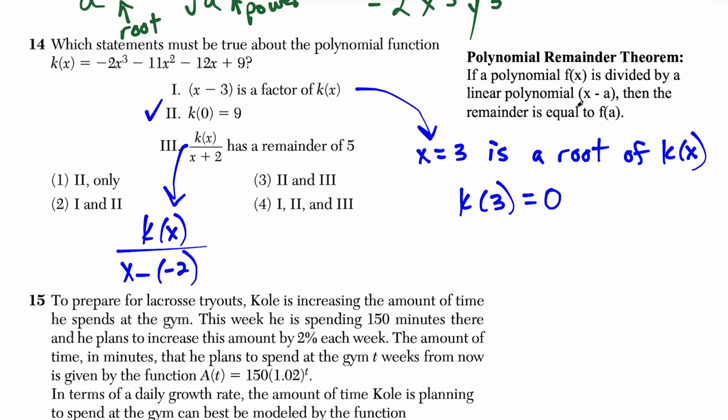So you could see here that it's in that form of x minus a, and our a value here is going to be negative 2. And it's saying here that when we divide, we have a remainder of 5. So applying the theorem, that would tell us that the remainder is equal to the function value at a. So we could say here then that k of negative 2 would be equal to 5. So this is something, though, that we would need to verify in the calculator. Okay, if this is true, then we could check off Roman numeral 3.